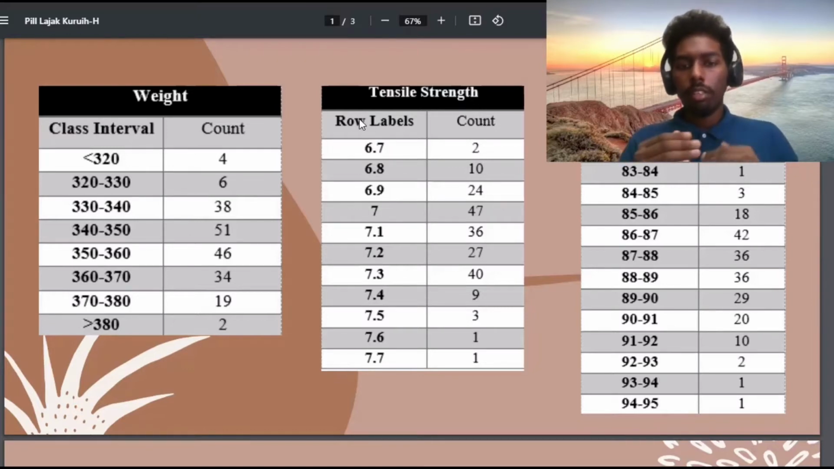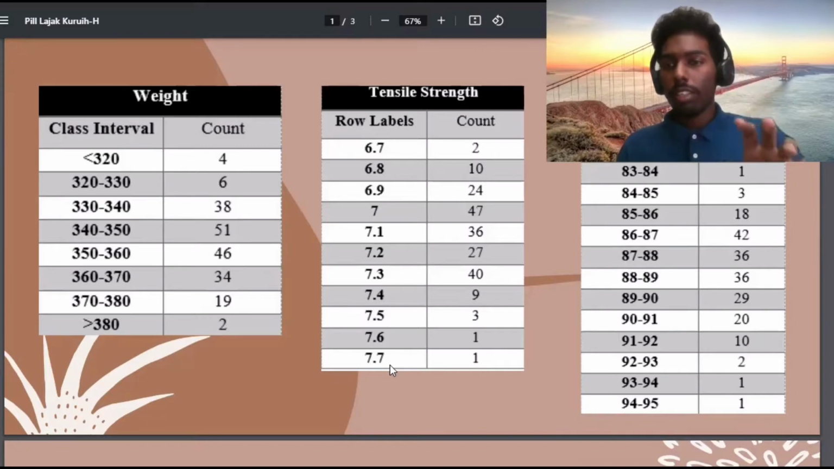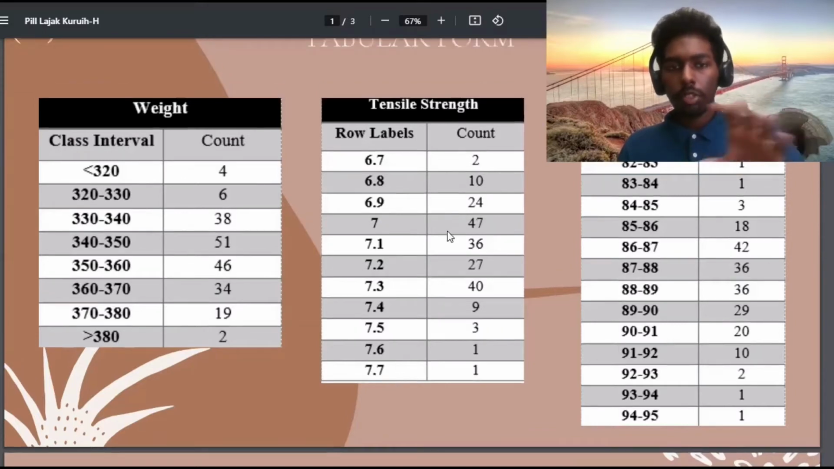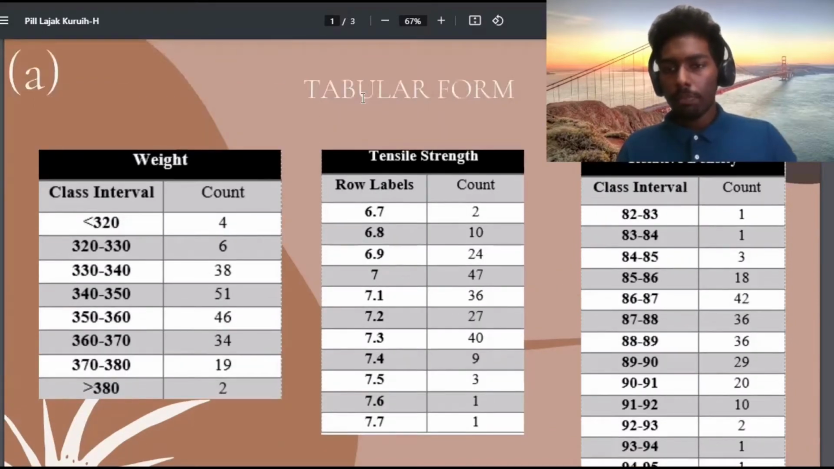So the next table, we have tensile strength. We've divided the levels by 0.1. And as you can see straight from it, the highest frequency is the row label 7 and the lowest is shared at the extreme ends. Now this will be better visualized in the graphs. We'll go on later, but right now we're just going through the tabular form.